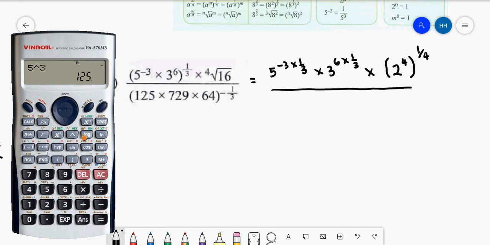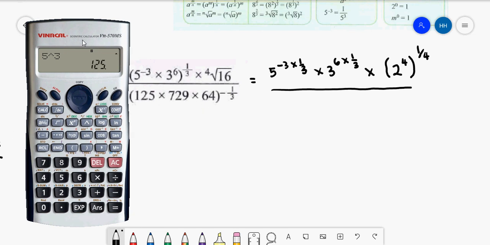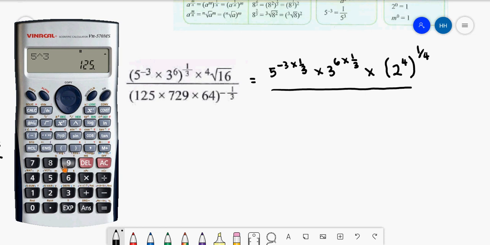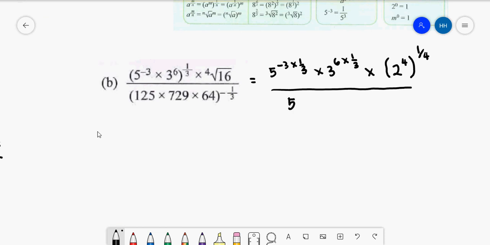If you know how to find the index for base 5 for number 125, you can straight away use the method. But I'm using the try and error method using calculator. So 125 is 5 cube, and then this is inside bracket, right? Outside bracket you got negative 1 over 3, so you must multiply it with negative 1 over 3, and then 729.